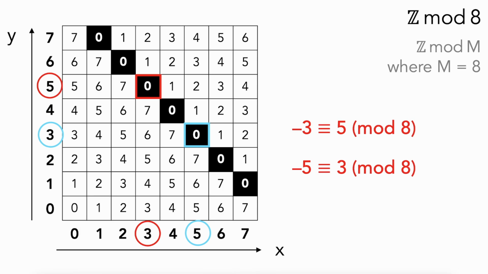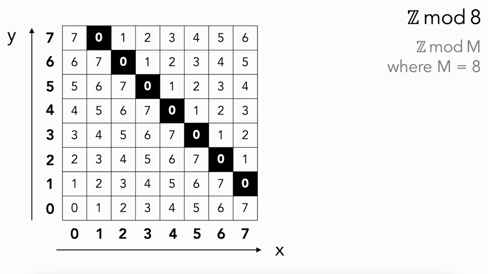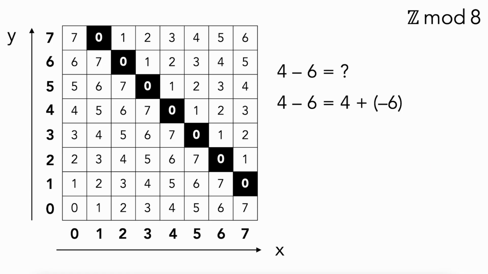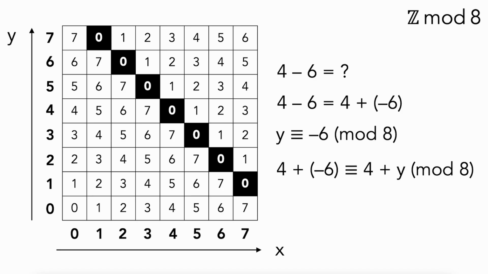Negatives come in pairs, and addition is commutative, so our usage of this table gets some wiggle room. Okay, now let's solve an actual problem. What is 4 minus 6? Well, let's rewrite it as 4 plus negative 6, right? So subtraction can become addition. We just need to find some other positive number y that's congruent to negative 6. And then our subtraction becomes the addition of two positives.